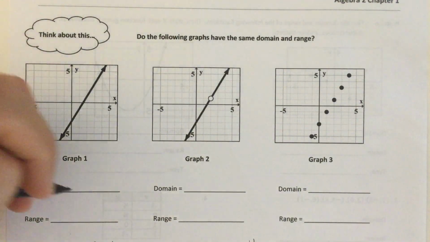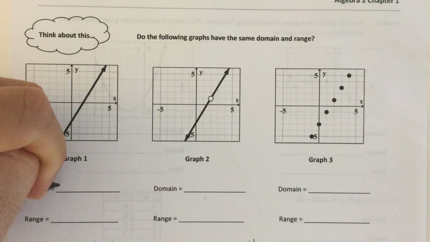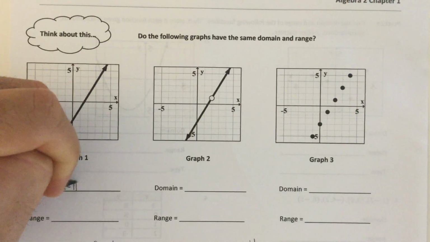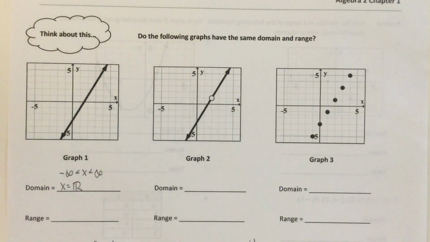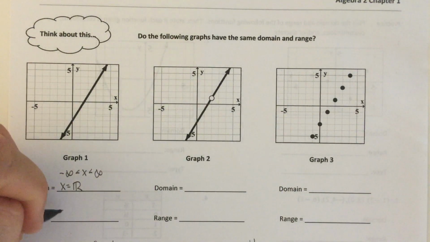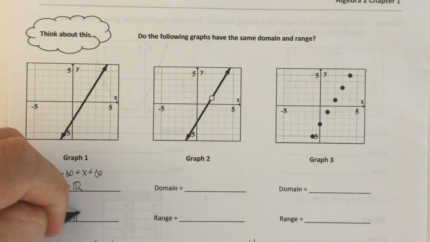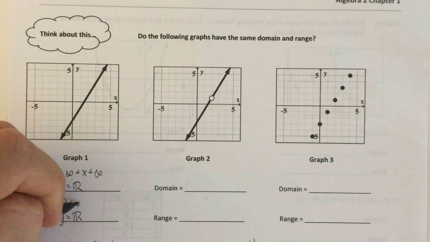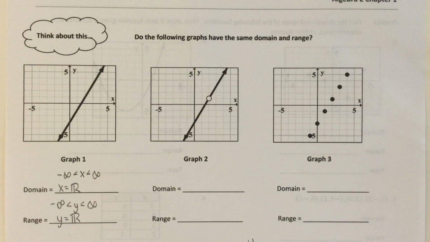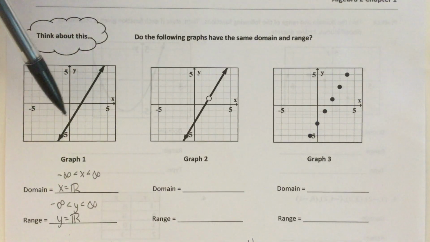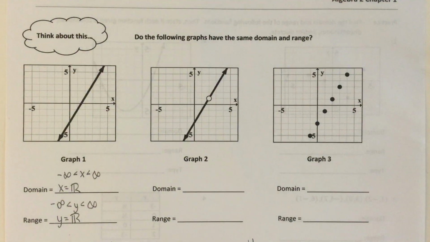All right, taking a look at this, we can write this one as x equals all real numbers, or again, whichever way you write it, negative infinity to infinity, and the same with the range that goes down forever and up forever. So I can write y equals all real numbers, or negative infinity is less than y, which is less than infinity. Notice all these graphs are pretty much the same, it's just slightly different between them.